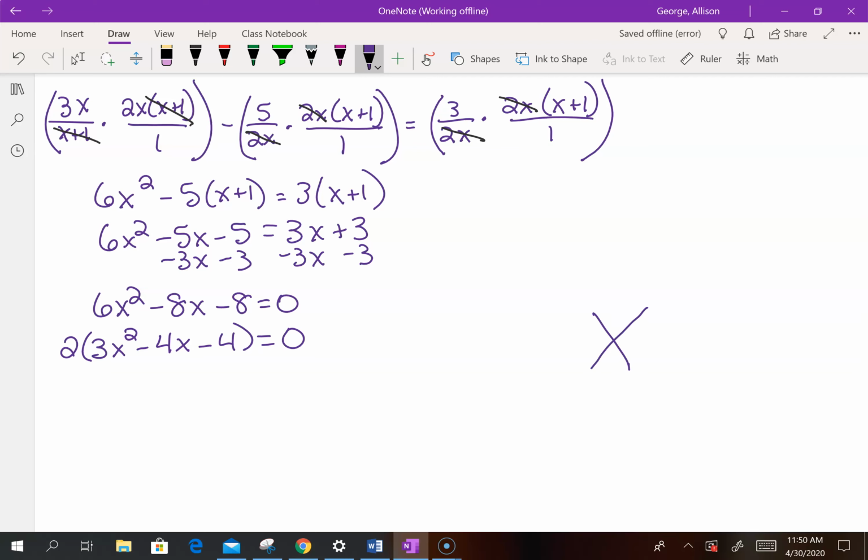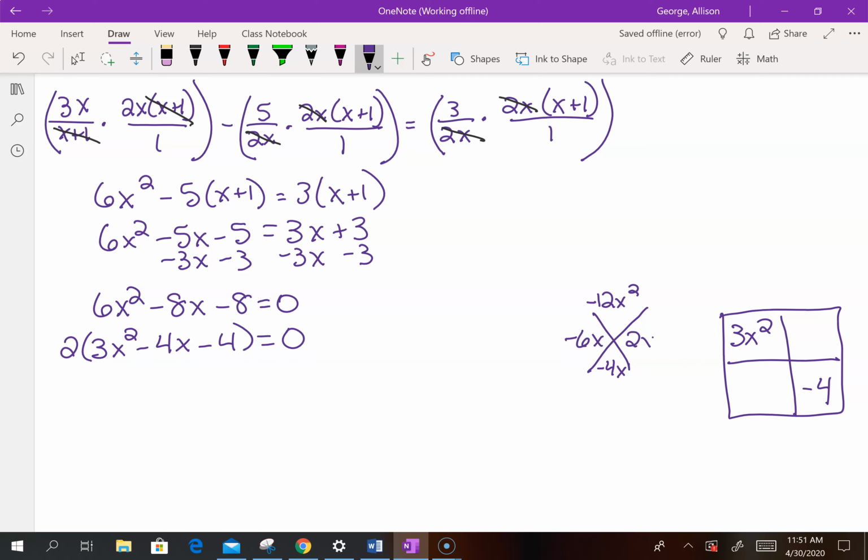So I'm going to do box and X puzzle. So the first term goes in the top left. The last term goes in the bottom right. For the top of the x, that should be negative 12x squared. The bottom should be negative 4x. And I got to figure out what multiplies to give me negative 12 and adds up to give me negative 4. So it's going to end up being negative 6 and positive 2.